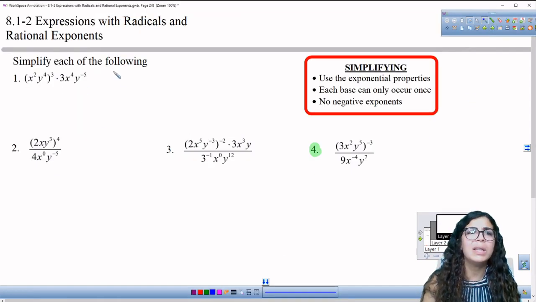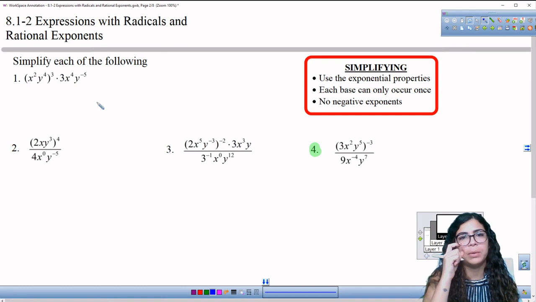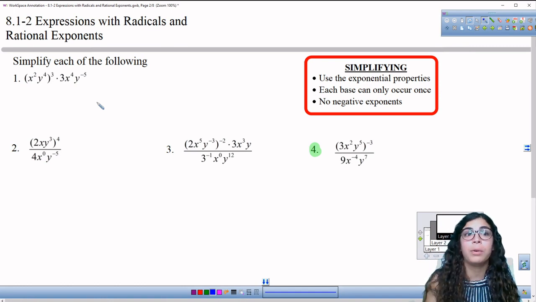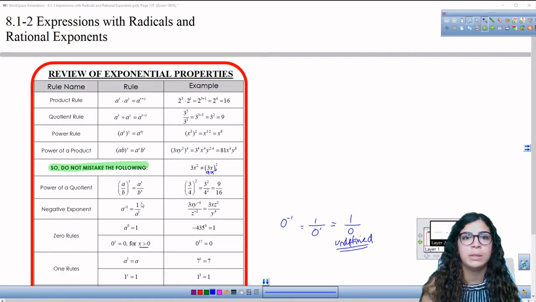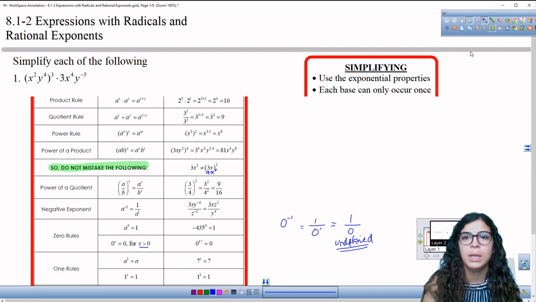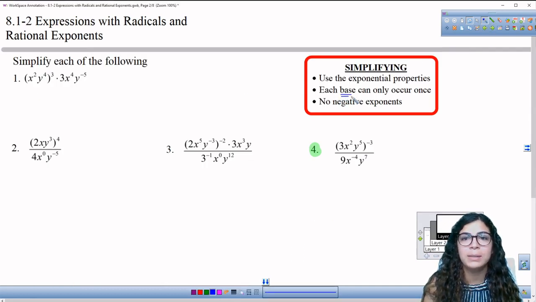Okay, so let's just do some examples with simplifying just as a review, okay? So remember with simplifying, you're going to want to use whatever exponential properties, right? All of these exponential properties that we know. And then each base in your ending answer can only be occurring once.